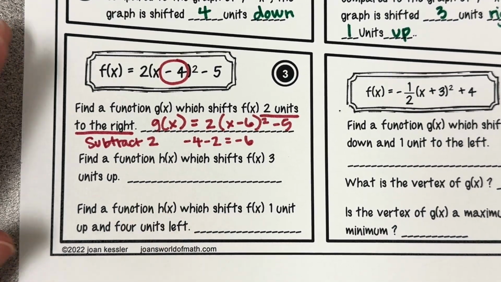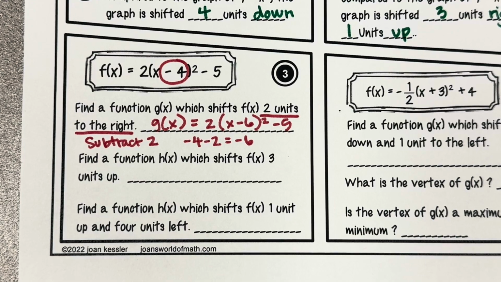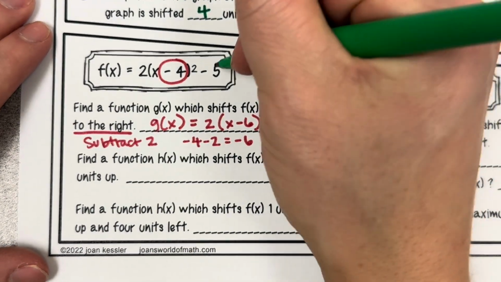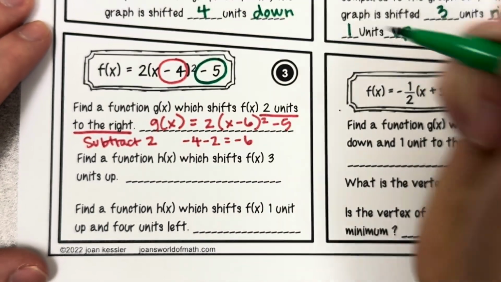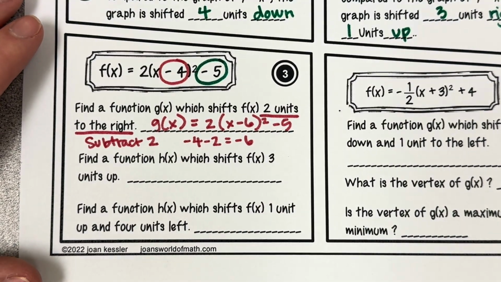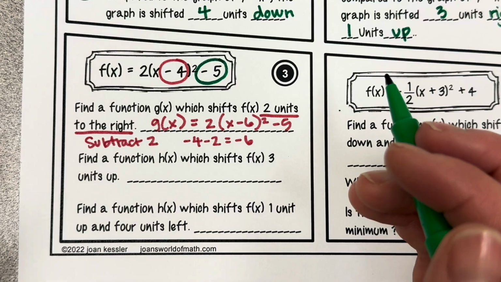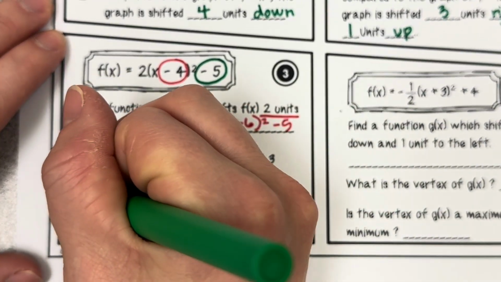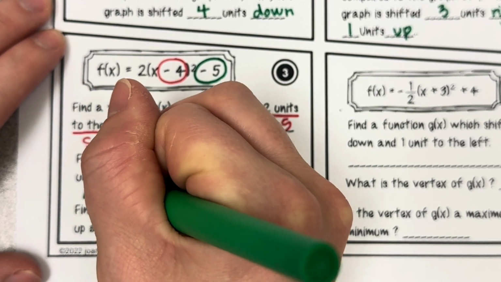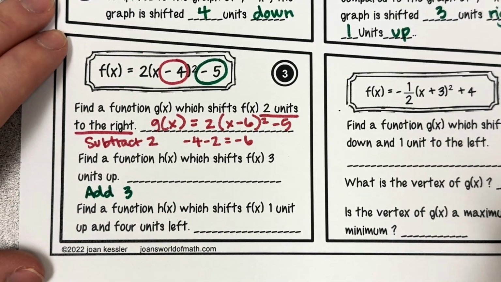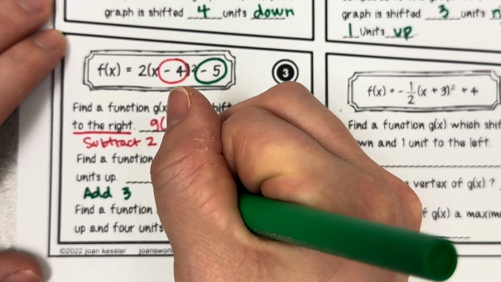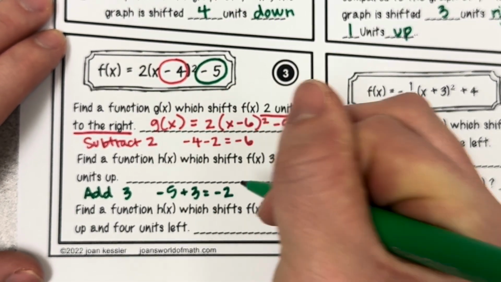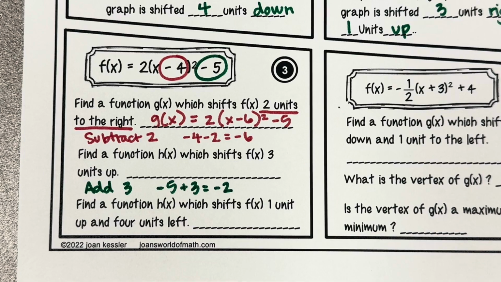Okay, now it says find a function h of x which shifts f of x, our original function, 3 units up. So now up and down we're affecting that number right here. So 3 units up would mean we are adding 3. Okay, so I'm going to say add 3 when we're shifting it 3 units up, which means -5 plus 3 is going to change to -2.